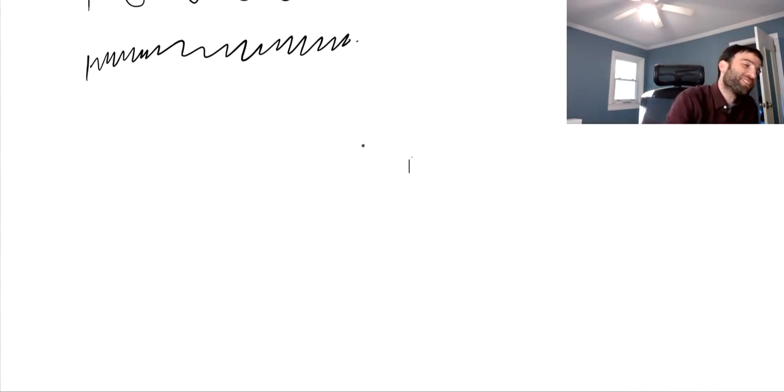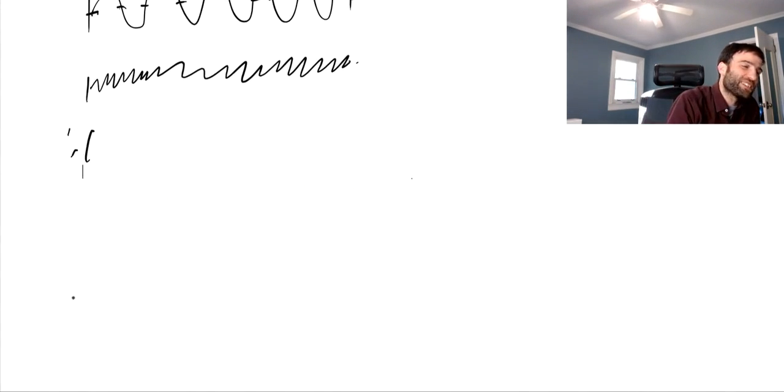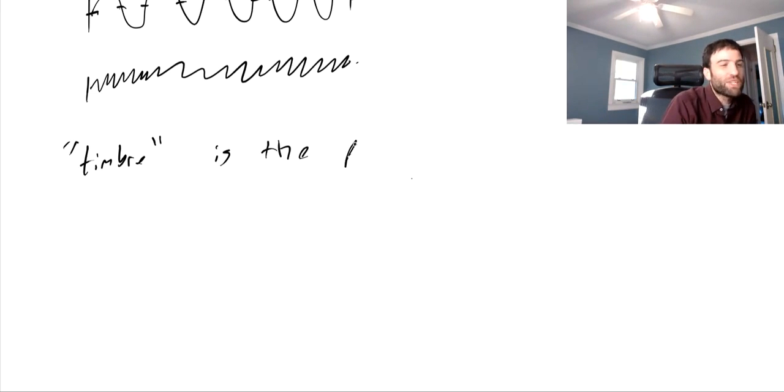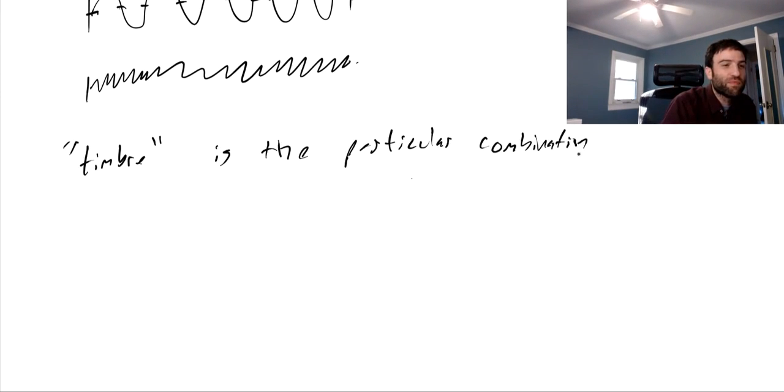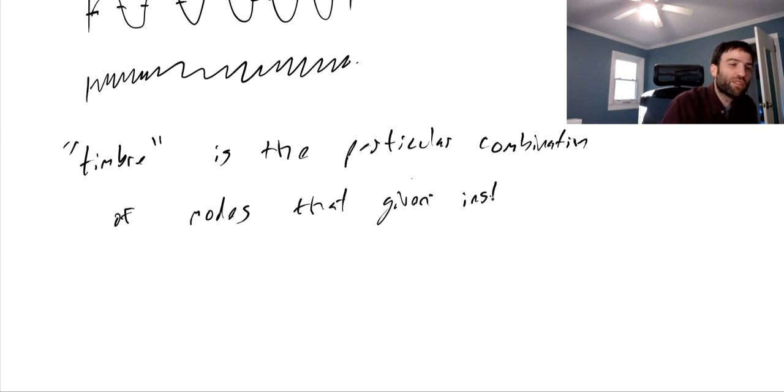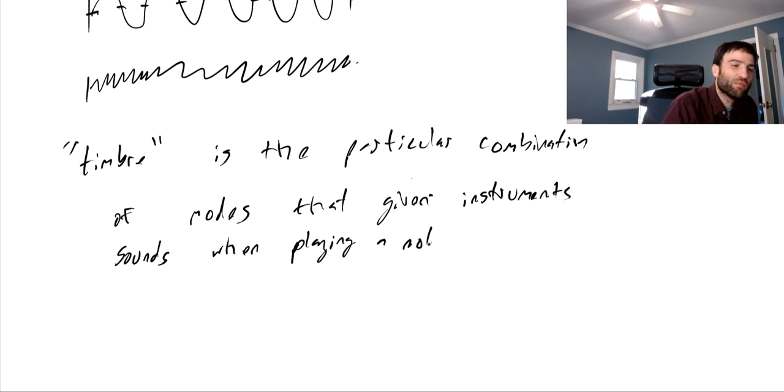So, in case you're curious, timbre, spelled like so, is the particular combination of modes that a given instrument sounds when playing a note.